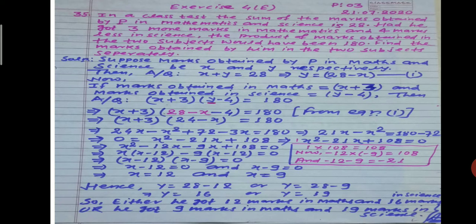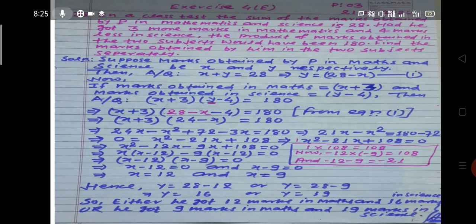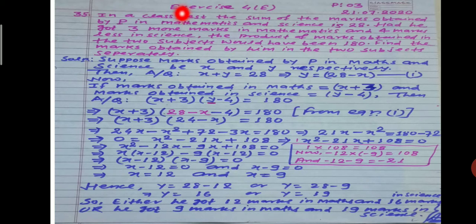now let us see question number 35. The question number 35 is, in a class test the sum of the marks obtained by P in mathematics and science is 28.